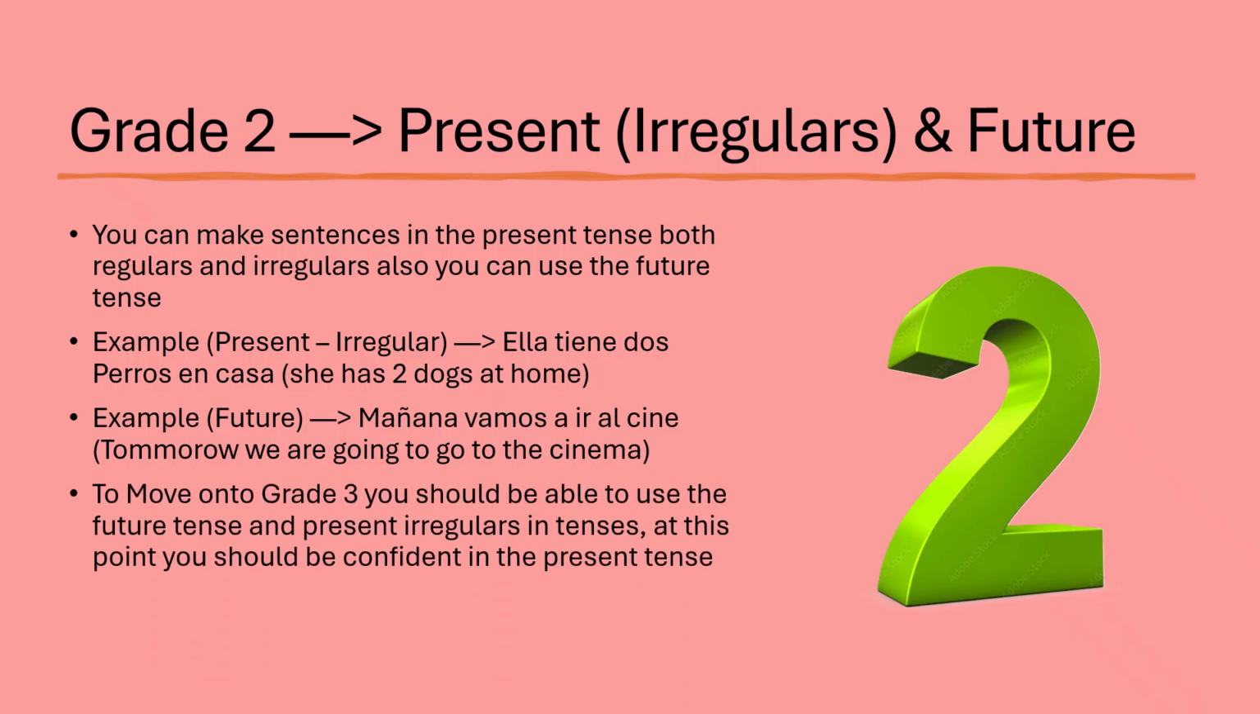To move on to grade 3, you should be able to use the future tense and present irregular tenses. Sorry about the typo there. At this point, you should be confident in the present tense.